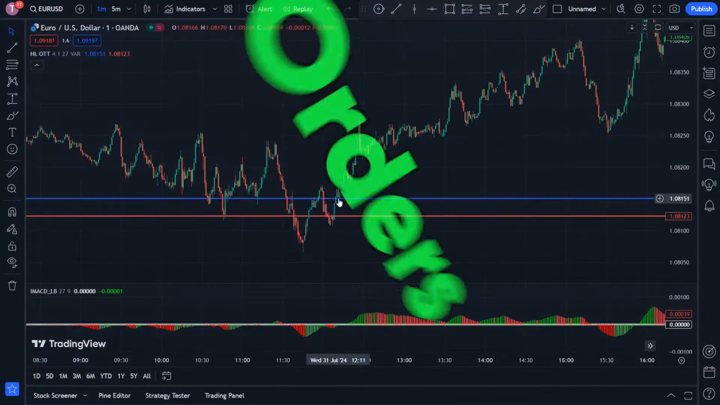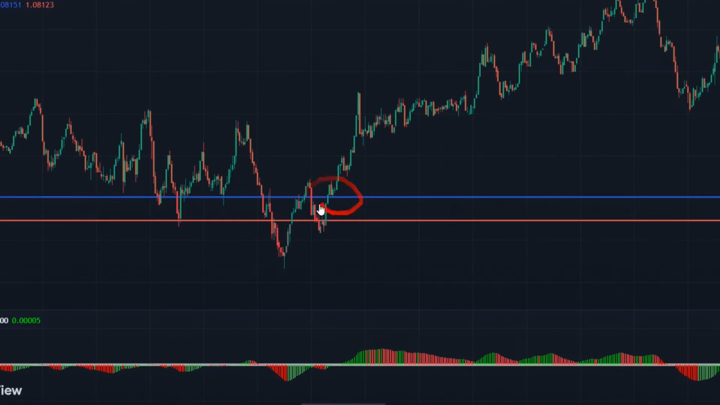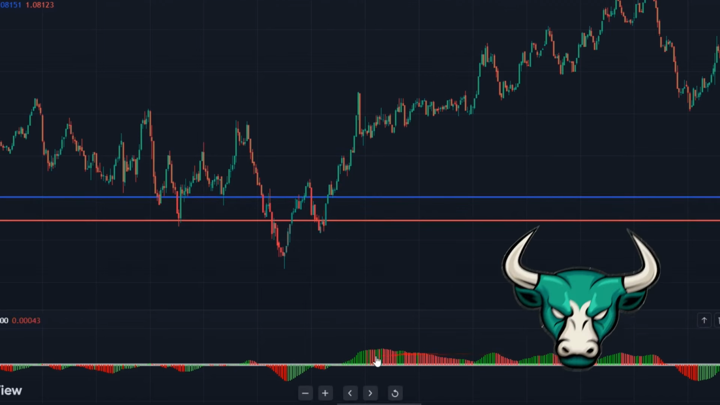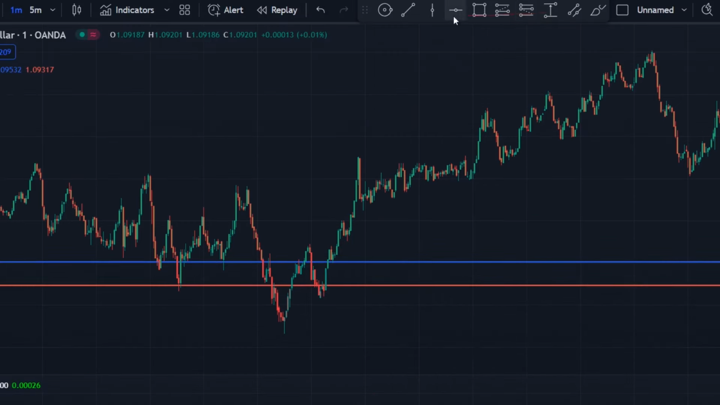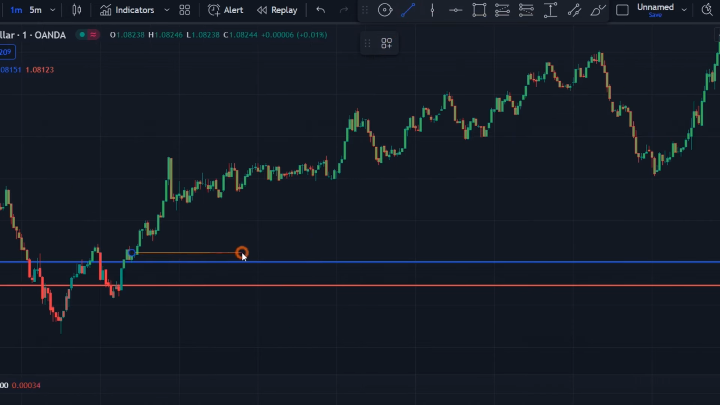We'll start with buy orders. First, you need to look for a buy signal, which means finding a point where the price candles have crossed the upper line of the HLOTT indicator upwards. After that, you need to make sure that the trend at this point is bullish. To do this, check the Impulse MACD indicator and ensure that the columns are in the buy zone. Now that all conditions are met, we realize we have found a suitable entry point for a buy trade.